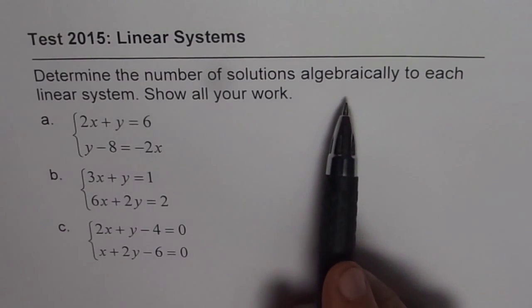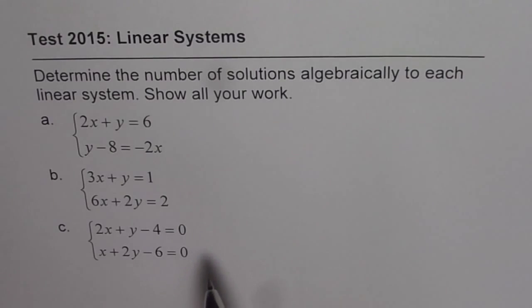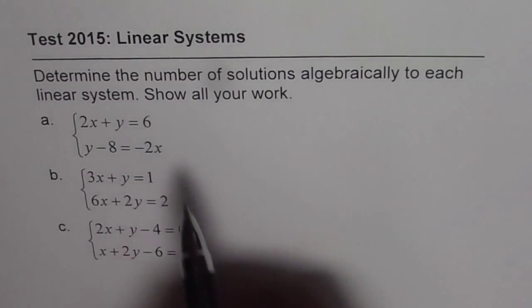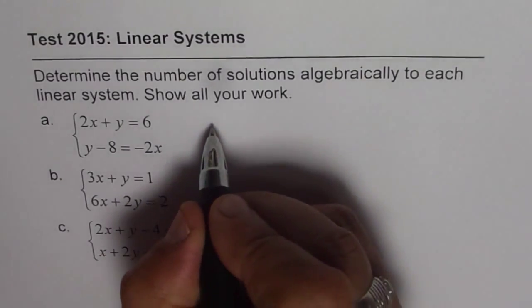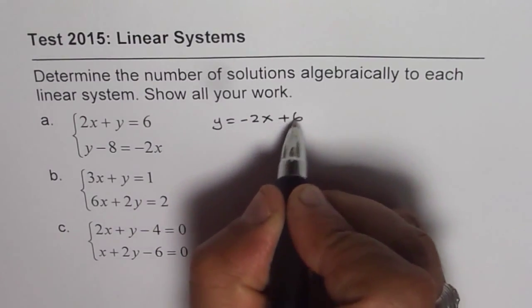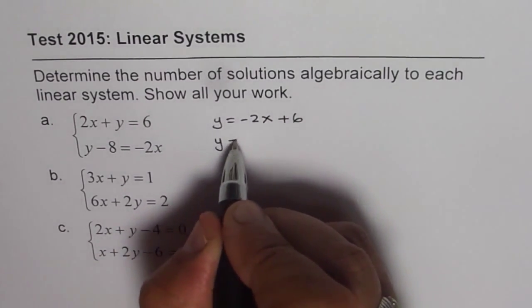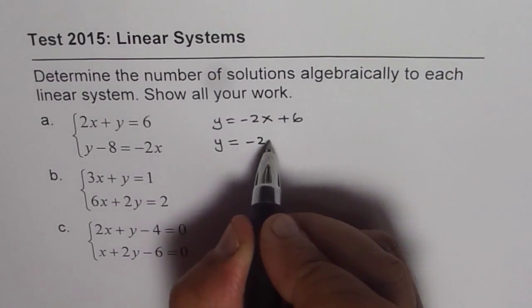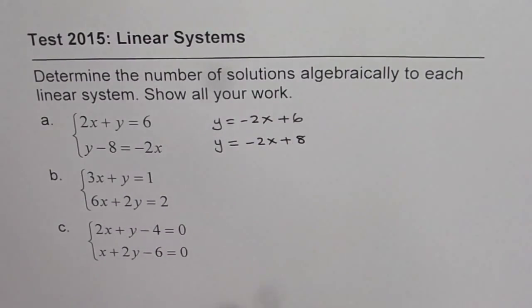To find the number of solutions algebraically, we need to write these equations in slope and intercept form. And then, comparing their slopes and y-intercepts, we can say how many solutions each system will have. So let's convert them to slope and intercept form. The first one could be written as y equals minus 2x plus 6. And here we can write this as y equals minus 2x plus 8.